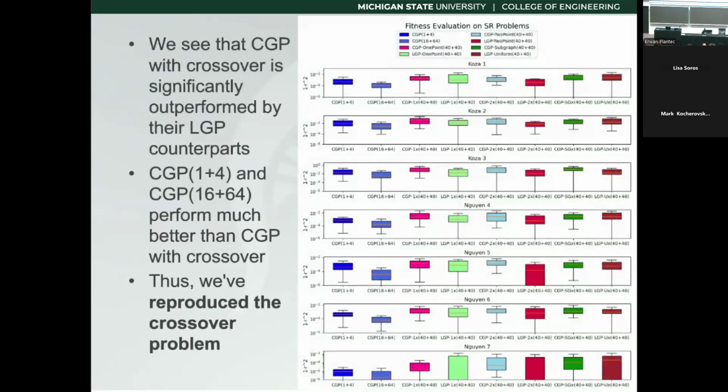So this is a very large graph, but what we see here is for each problem, the box plot of each method. And what's important to note here is that CGP with crossover is routinely outperformed by their LGP counterparts. And CGP with mutation only significantly outperforms the CGP with crossover. So I think it's fair to say that we have reproduced this problem.